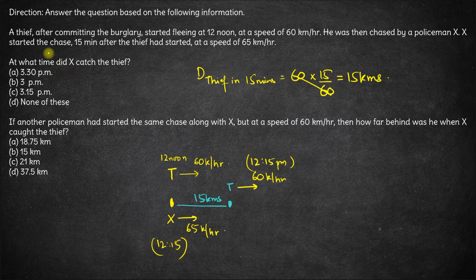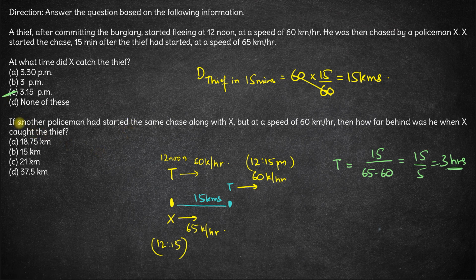Now the first question is, at what time did X catch the thief? For X to catch the thief, the time taken will be the distance between them, which is 15 kilometers, divided by their relative speed, which is 65 minus 60. So 15 by 5 is 3 hours. It will take 3 hours for X to catch the thief. 3 hours after 12:15 is 3:15 p.m. So X will catch the thief at 3:15 p.m. This was the first question of the set.